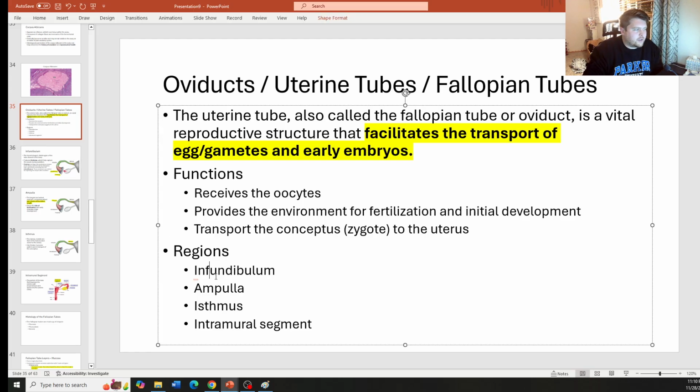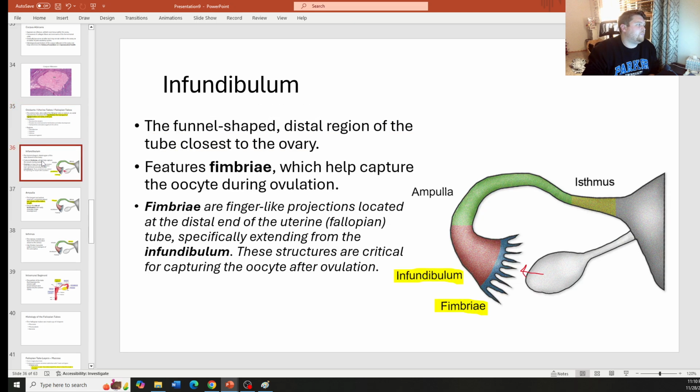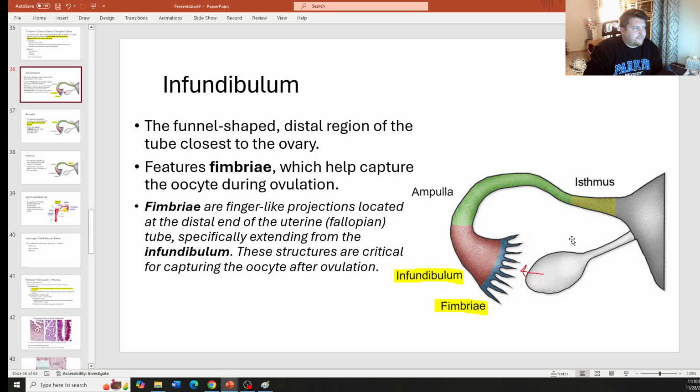There are 4 regions: the infundibulum, ampulla, isthmus, and the intramural segment. Infundibulum, this is a funnel shape right next to the ovary. You can see the ovary and the fallopian tubes are actually not connected at all. So the eggs are released, and these structures called fimbriae, these finger-like projections, almost wisp and pull, and they swoosh the egg towards the opening of the fallopian tube so that it can enter this first chunk, which is the infundibulum.